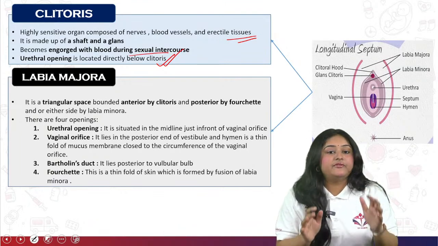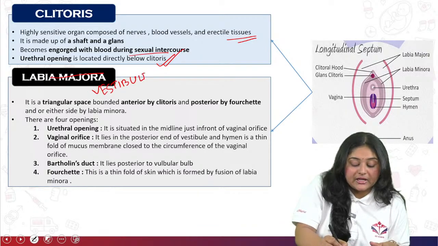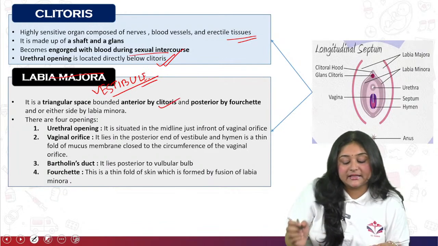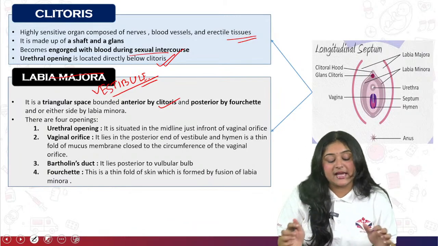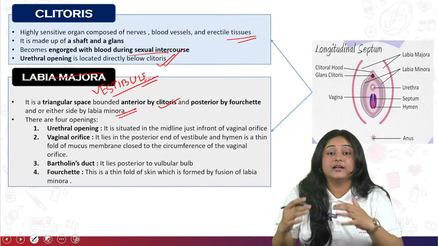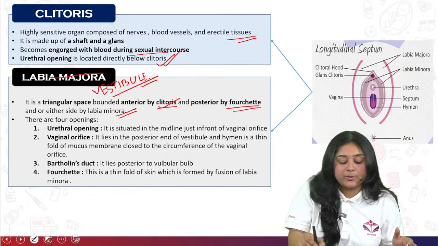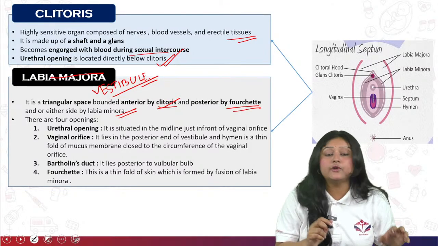So next one is the vestibule. It's not labia majora, that is the vestibule. The vestibule is also a triangular space which is bounded anteriorly by the clitoris and posteriorly by the fourchette and on either side by the labia minora. So what are the surroundings? First, anteriorly it should be the clitoris, posteriorly the fourchette, and side by side the labia minora. So there are four openings.